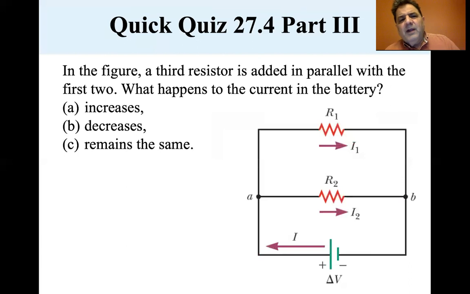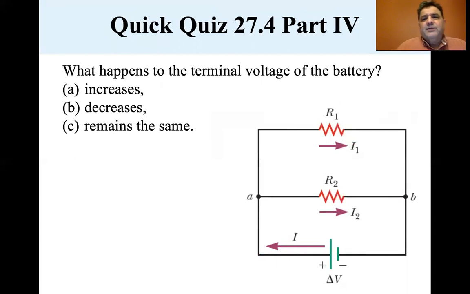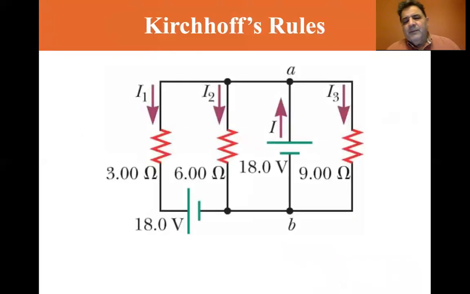Okay, in a figure, a third resistor is added in parallel with the first 2. What happens to the current in the battery? Well, basically, you've just given a third path for more current. So the current has to increase. Okay, what happens to the terminal voltage of the battery? Well, by the same token that on the previous one in the series, it increased, here it's going to decrease. And we'll stop there and go on to Kirchhoff's rules.